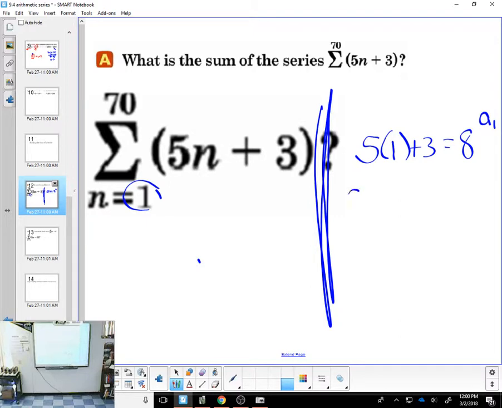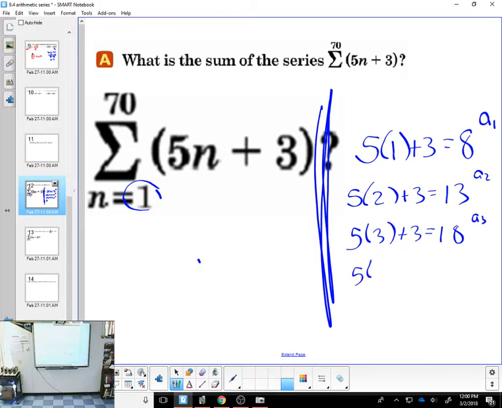Then I'm going to go 5 times 2 plus 3 equals? What number is that? That is a sub 2 in my sequence. 5 times 3 plus 3 is 18. That is a sub 3. Then I would go 5 times 4 plus 3 is 23. That is a sub 4. You get the picture, right?